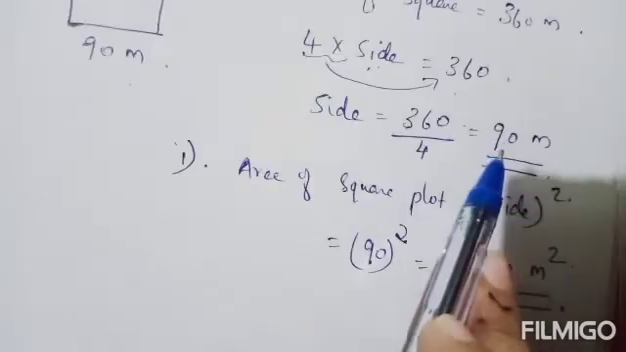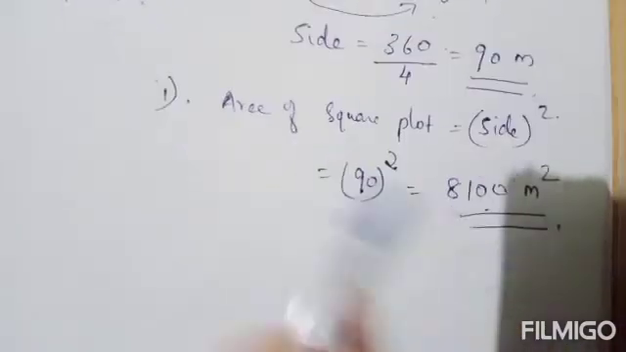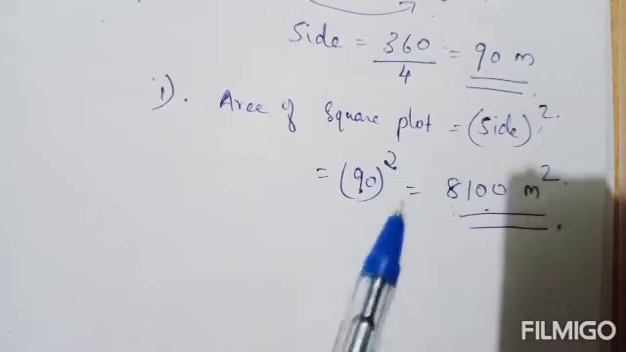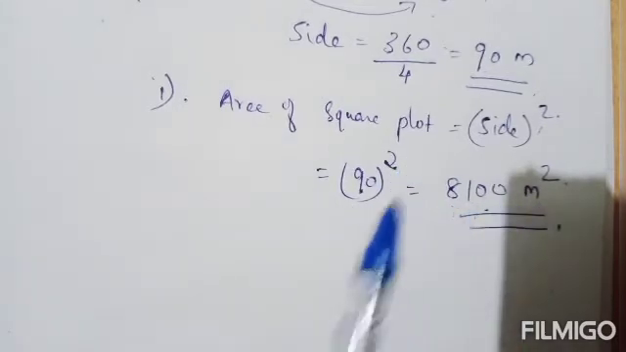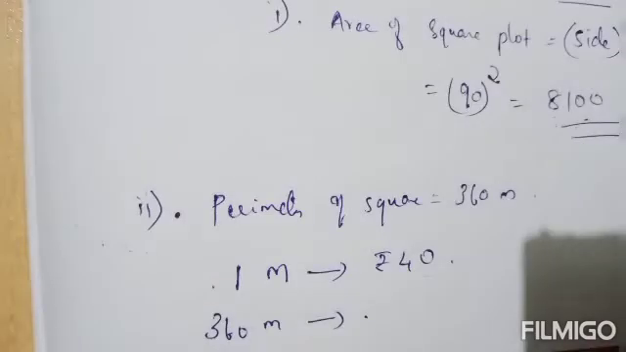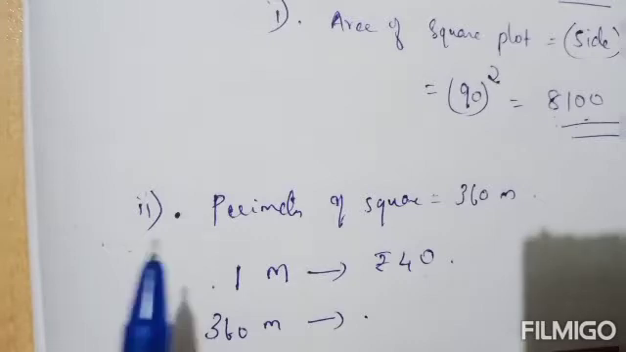We found the side here, 90 meter. So area of square is side square, that is 90 square. You will get 8100 meter square. Okay. Second question, cost of fencing its boundary at the rate of rupees 40 per meter.